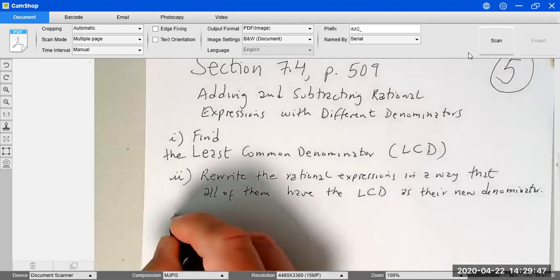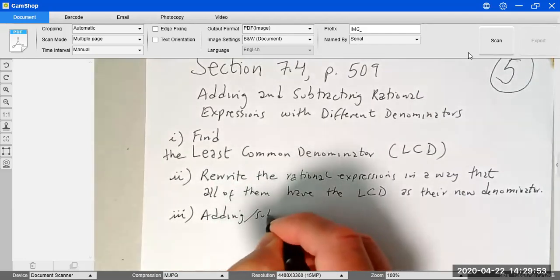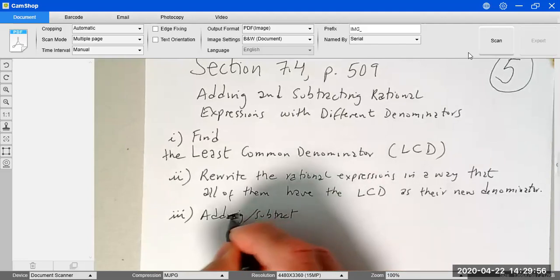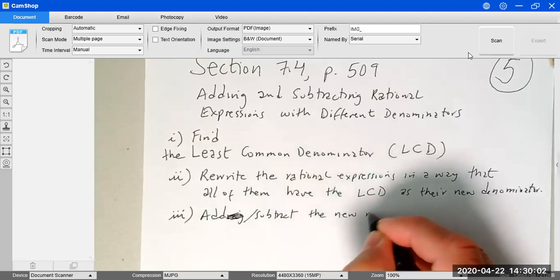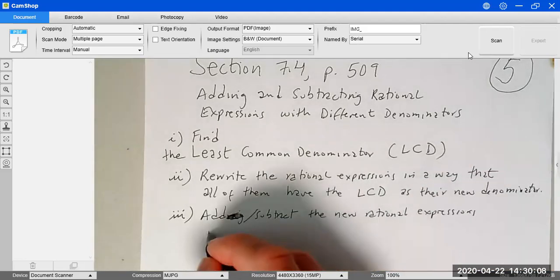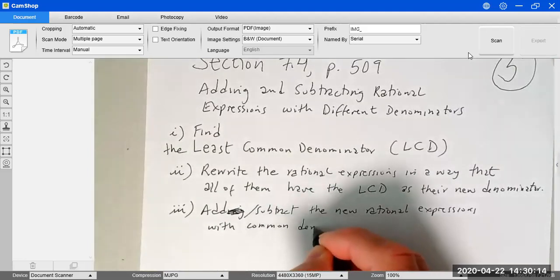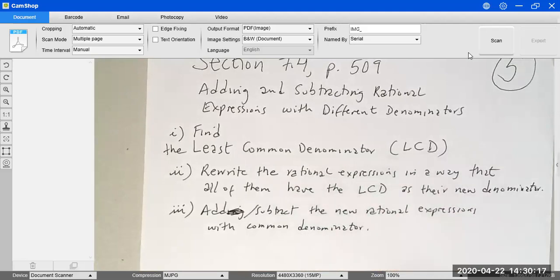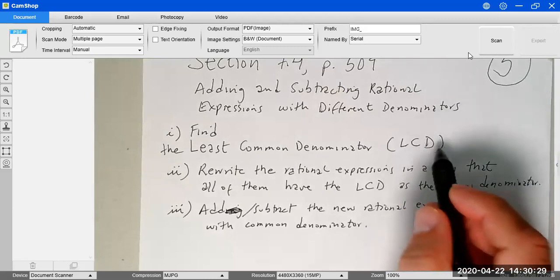And then you just proceed as adding or subtracting. Add or subtract the new rational expressions with common denominator, or with the same denominator. So essentially, we're going to transform the problem where we have rational expressions with different denominators into rational expressions with the same denominator. And to do that, we need to find the least common denominator.